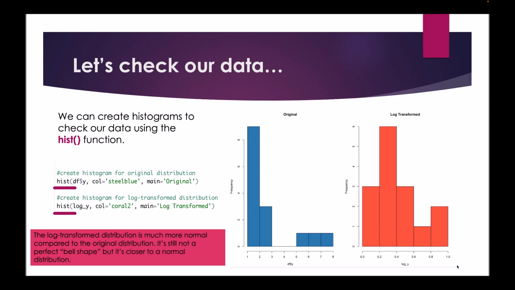So as you can see, the graph on the left shows the original data and the graph on the right shows the log transformed data. And the graph on the right has much more normal distribution than the graph on the left. It's still not a perfect bell-shaped curve, but it is becoming somewhat closer to a normal distribution.